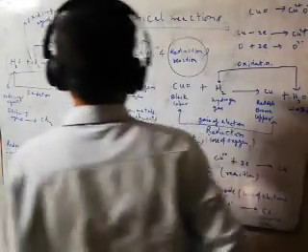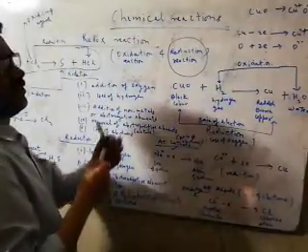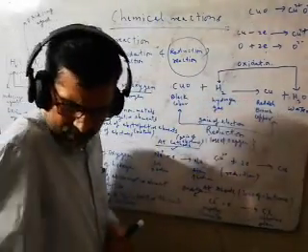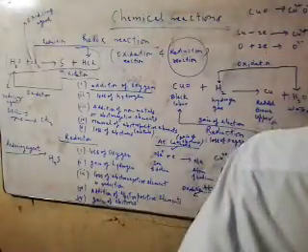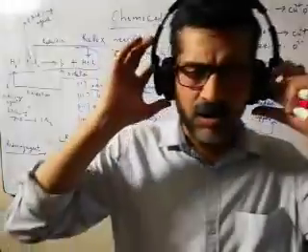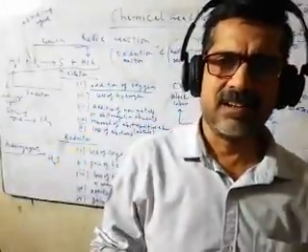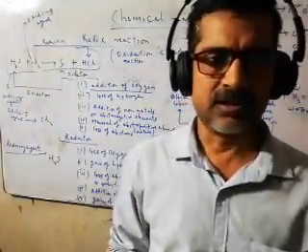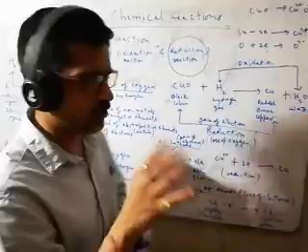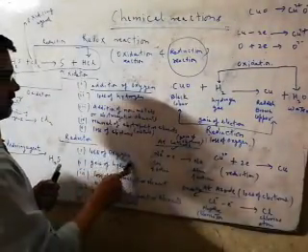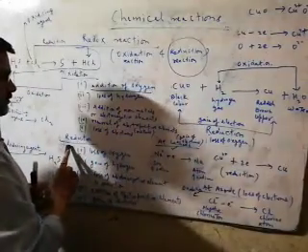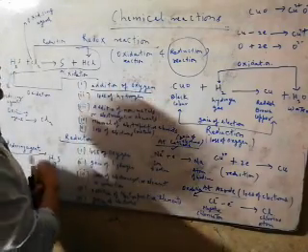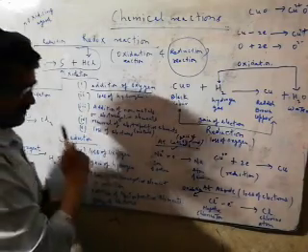What is the meaning of oxidation? Oxidation means addition of oxygen. When we call it oxidation, first we must understand that in oxidation there is addition of oxygen. So the exact opposite, removal of oxygen, that is loss of oxygen, will be reduction. Gain of oxygen, addition of oxygen will be oxidation. The loss of oxygen will be reduction.